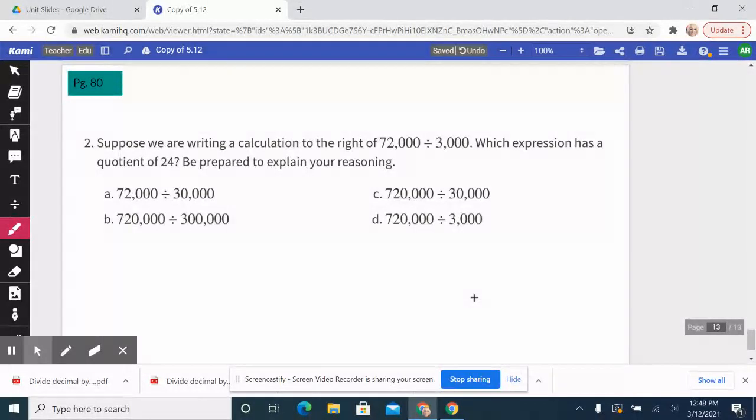So page 80, number 2. Suppose we are writing a calculation to the right of 72,000 divided by 3,000. Which expression has the quotient of 24? Now you could work these out. What I do is I just kind of cancel out the zeros. So what it's going to lead me to is C. That's going to be your answer. And what happens is this 0 cancels that 0. This 0 cancels that 0. This cancels this. And this cancels that. So that's the option where they will evenly cancel out to be 72 divided by 3, which makes 24.